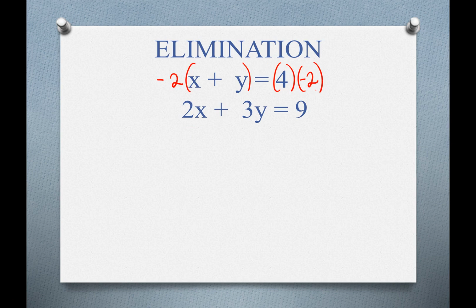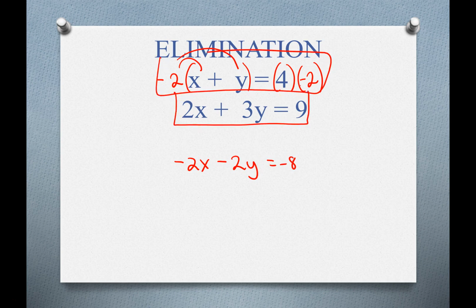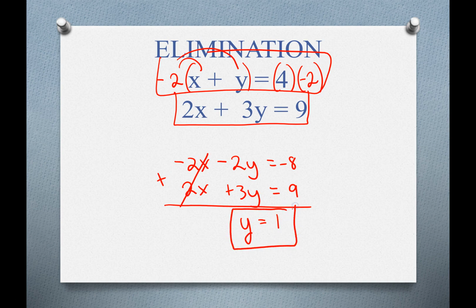All right, so what does that become? Well, that becomes negative 2x minus 2y equals negative 8. So that was this, and now I'm going to rewrite this right below it as 2x plus 3y equals 9. All right, now we can go ahead and add. So these cancel. Negative 2y plus 3y gives me a positive 1y, and then I get 1. Well, that was nice and friendly, wasn't it?